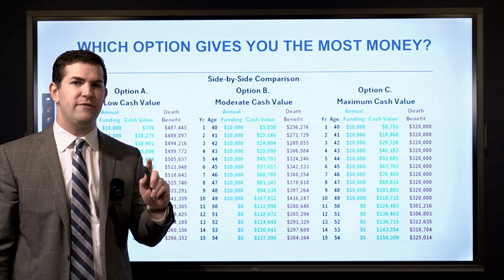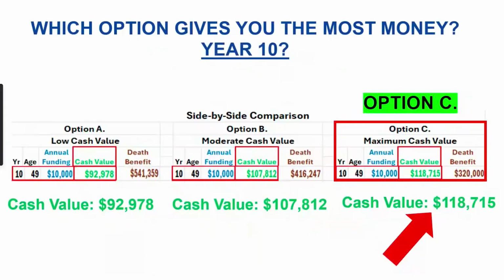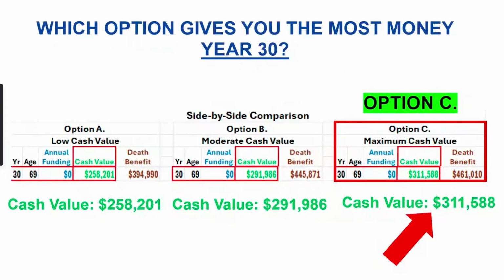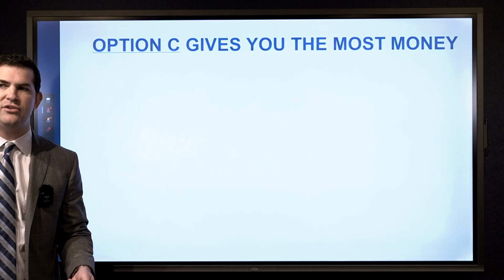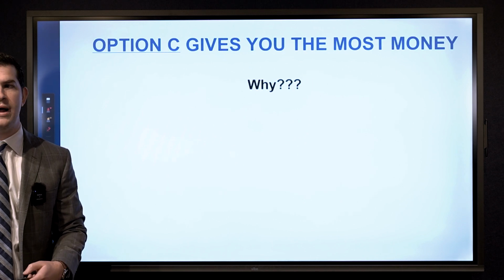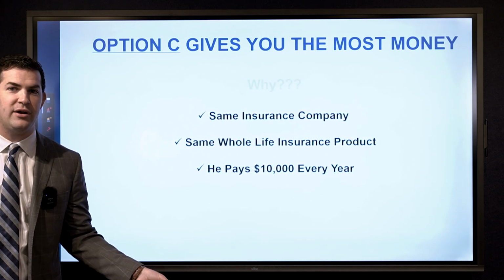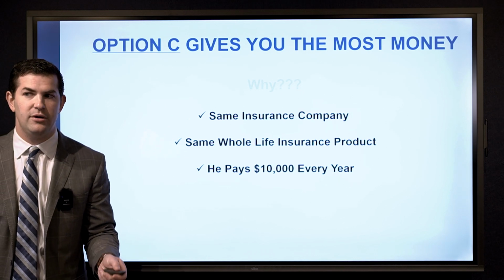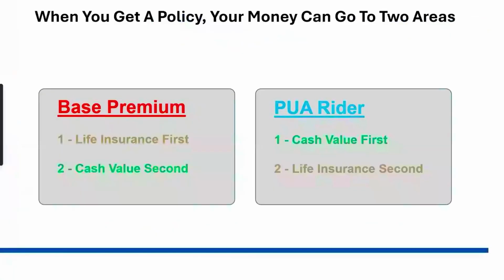Which one has the most money in the first year? Option C. How about the 10th year? Option C. 20th? Option C. 30th? Option C. Option C is the clear winner. And the reason why, because everything's the same with respect to the company product and what you're funding every year, is this: the base premium and the PUA rider.